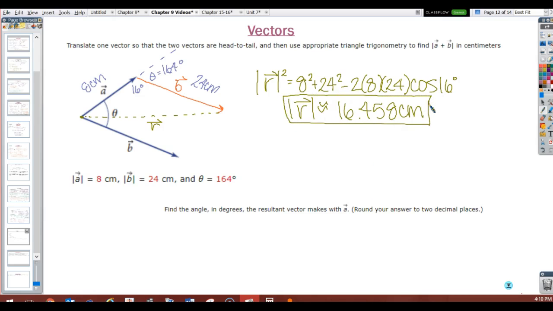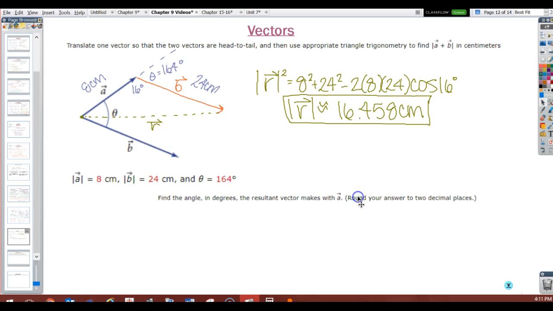Okay, so we answered the first part of the question. The second part of the question is going to be to find a direction, an angle. We're looking for the angle in degrees that the resultant vector makes with vector A. I'm going to use a different letter. Let me change the color here. I'm going to use the Greek symbol alpha. So that's the angle that I'm searching for.